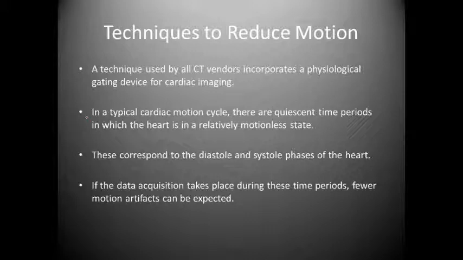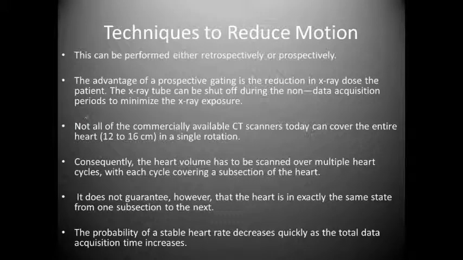So basically what happens is we use cardiac gating to analyze what phase the heart is in, and then as soon as the heart hits a relaxation phase, a scan is acquired. And so this keeps on going until the heart is completely imaged. This can be performed either retrospectively or prospectively. The advantage of prospective gating is the reduction in X-ray dose to the patient. The X-ray tube can be shut off during the non-data acquisition periods to minimize the X-ray exposure.